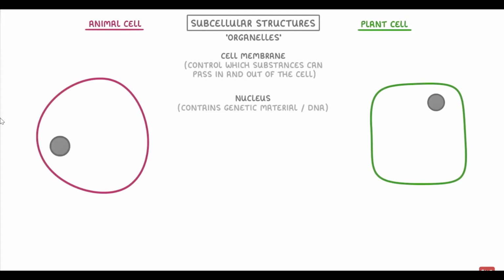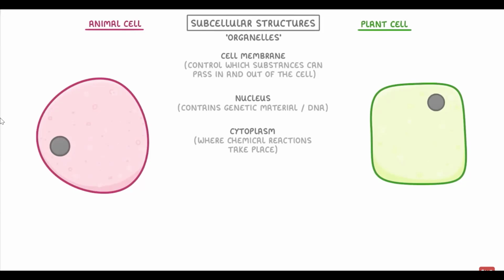They're also both filled with a gel-like substance called cytoplasm. This is what all the other subcellular structures sit in, and it's also where the chemical reactions take place. You can basically think of it like water filling a water balloon, but the consistency is closer to jelly.